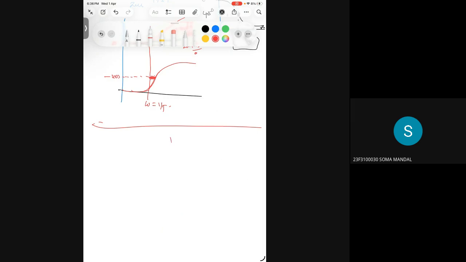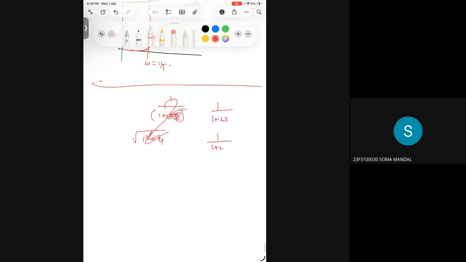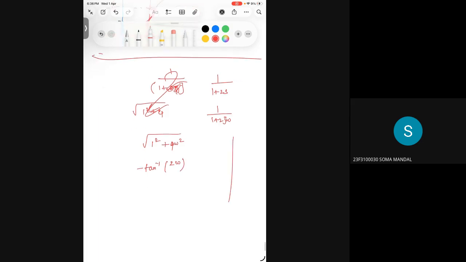So practice problems like this: 1 by 1 plus 2s. Then find the Bode plot for this. Find the magnitude curve. T is 2, so it's 2s, 1 by 1 plus 2s. Then how will you write it? 1 by 1 plus 2 j omega. So the magnitude becomes 1 by root of 1 square plus 4 omega square, and the phase is minus tan inverse of 2 omega. So based on omega, your Bode plot will vary.